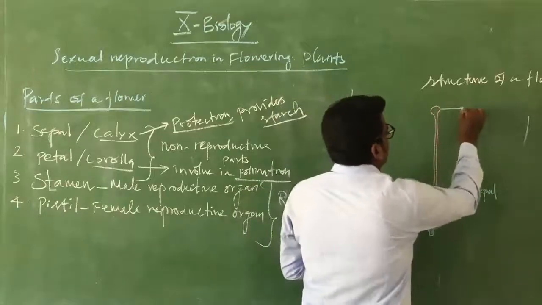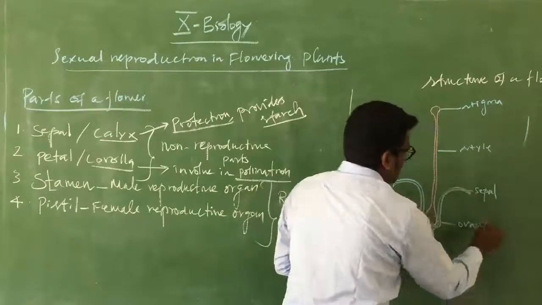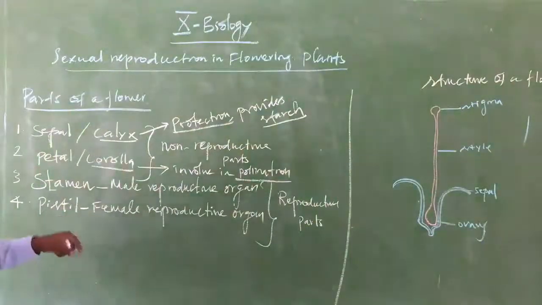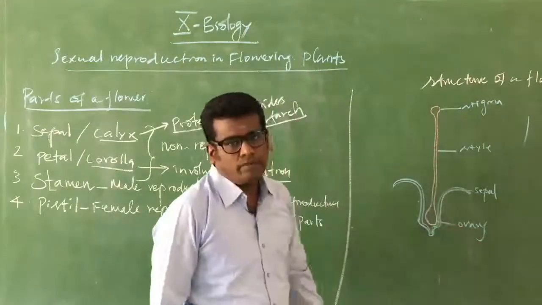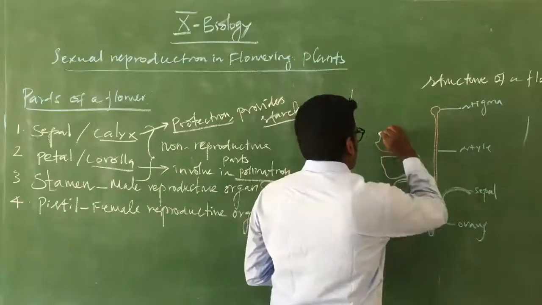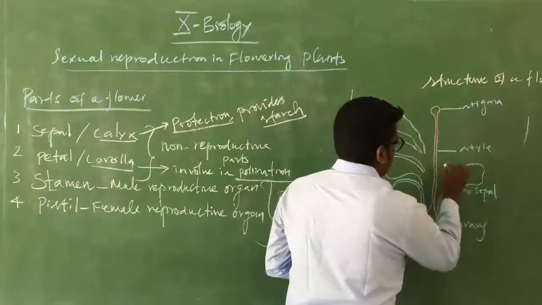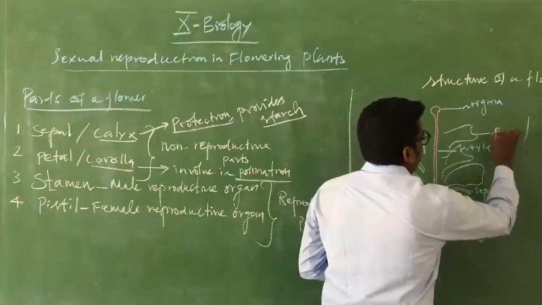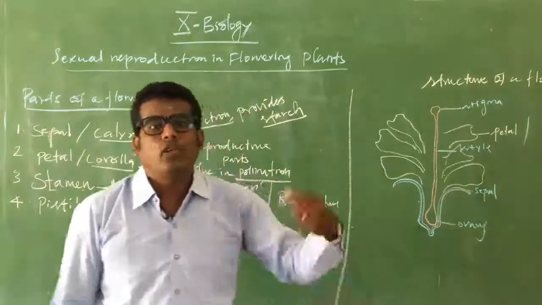This is the stigma, this is the style, and this is the ovary. The stigma, style and ovary collectively are called the pistil. It is the female part. The pistil is present in the center of the flower and comprises stigma, style and ovary. These are the petals. The petal is colorful, while the sepal is green. The petal may be red, orange, yellow, in different colors.